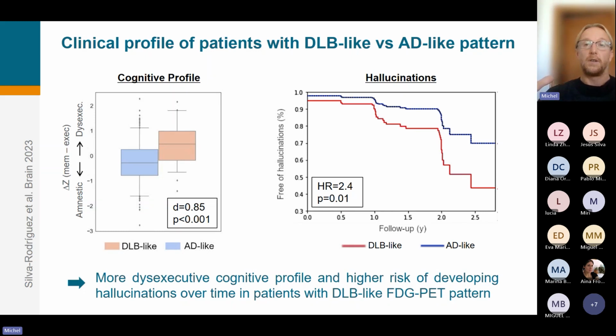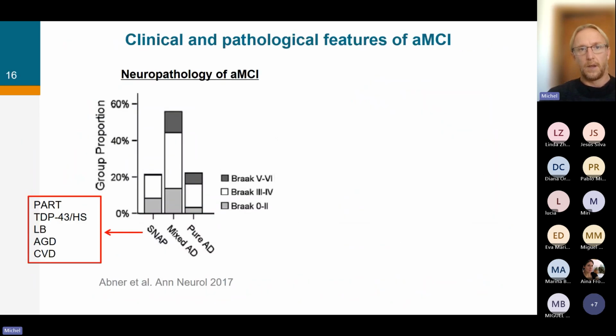for patients who have a relatively clean amnestic predominant dementia profile. Still, within that overall clinical dementia diagnosis, we see that these regional FDG PET patterns provide clinically meaningful information, for example, for the future development of hallucinations.